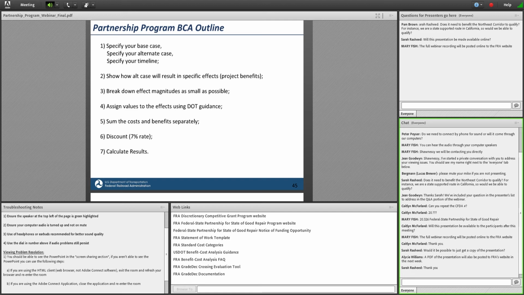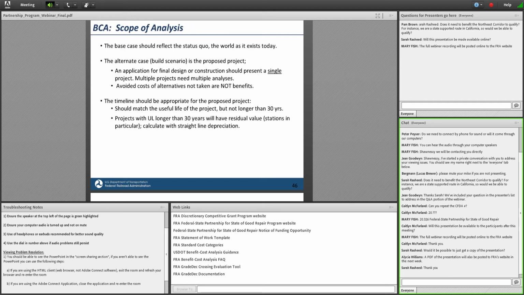Generally, this is the outline of a benefit cost analysis that you would want to use for basically any FRA or DOT benefit cost analysis. We do follow the DOT guidance that they update every year. The most recent one came out in June. There will probably be another one sometime next summer. But if you follow their most recent published guidance, then you will be okay with us as well. So we'll take each one of these separately. The first one is the scope of the analysis.